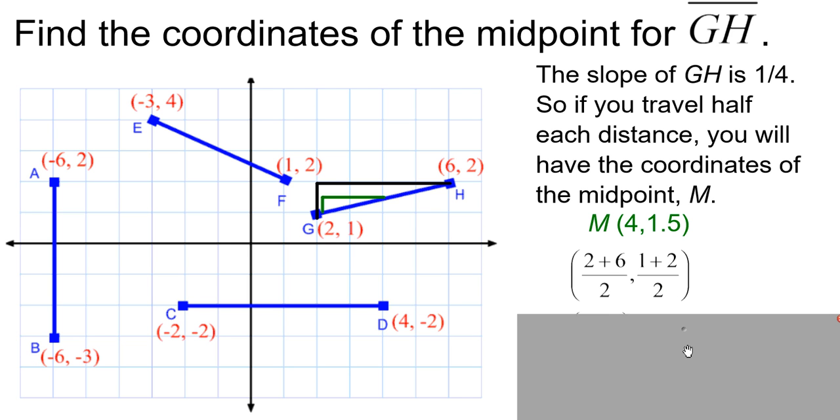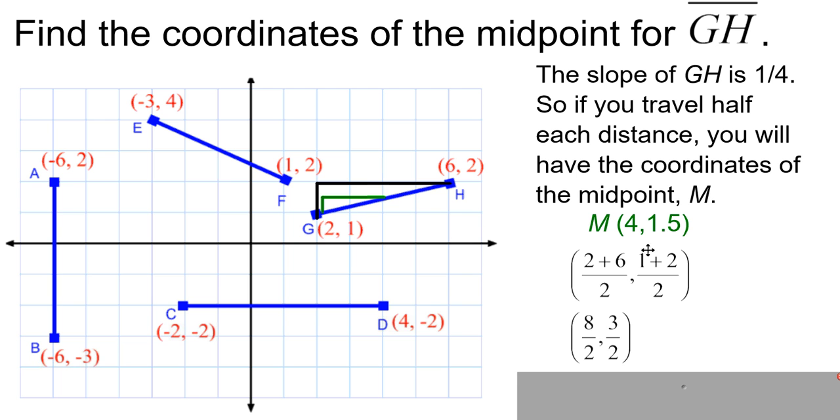If we just had the coordinates, right, for the last one, and we had the average of the x's, 2 and 6, that's 8. Half of that would be 4. Averages of the y's, 1 and 2, that's 3. Half of that is 3 halves, or 1 1/2. We see that the pattern holds true.